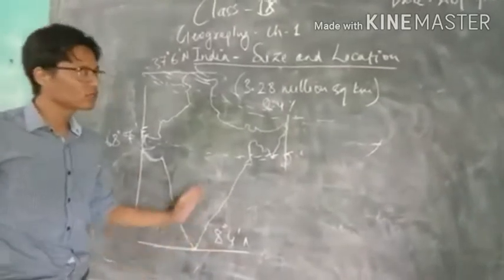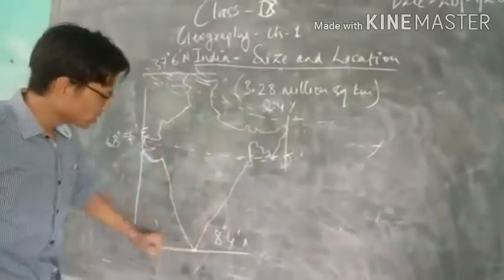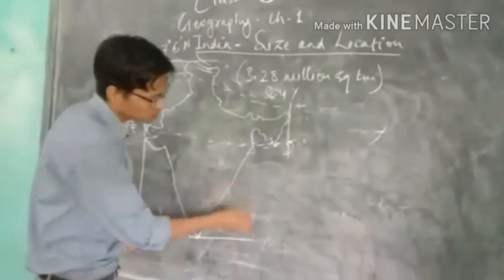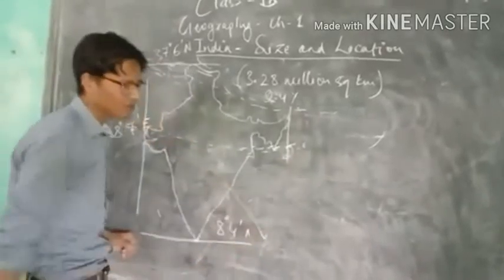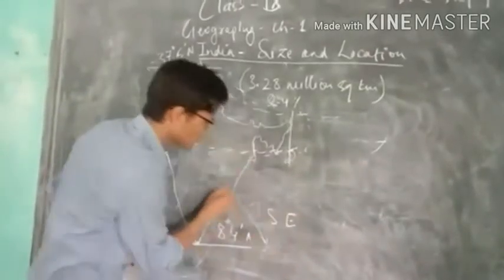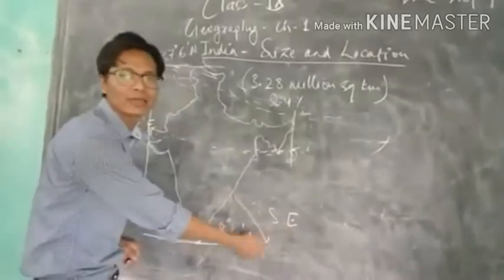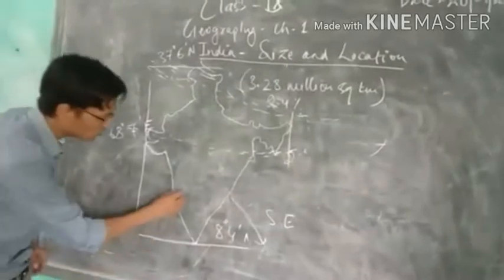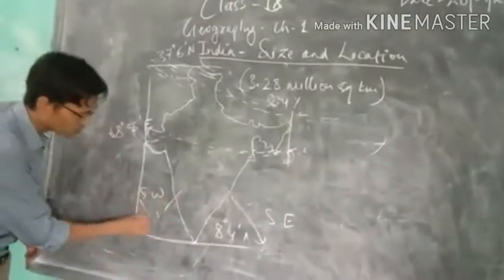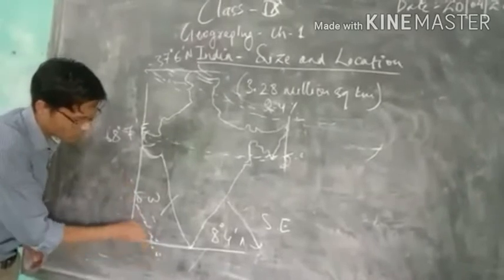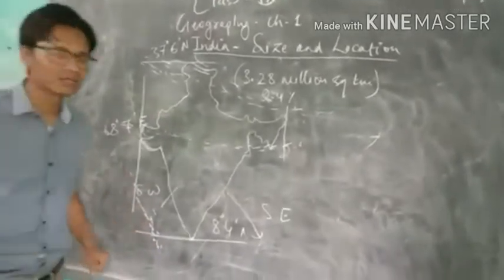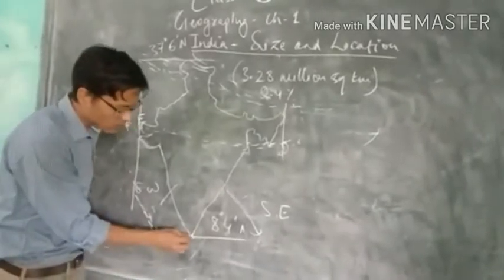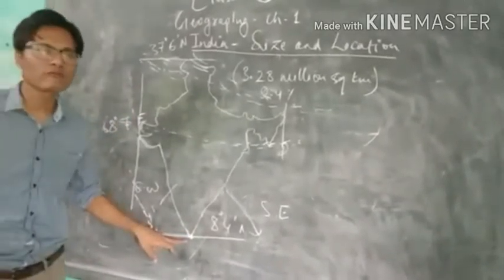It's quite different from the other parts of India. To the south, on the southeast of India, we have the Andaman and Nicobar Island groups, and towards the southwest we have the Lakshadweep group of islands. Also, we have to understand that this point is the southernmost point of mainland India.